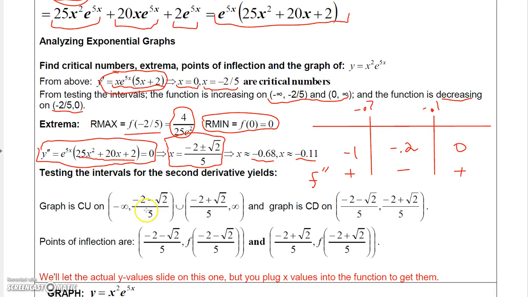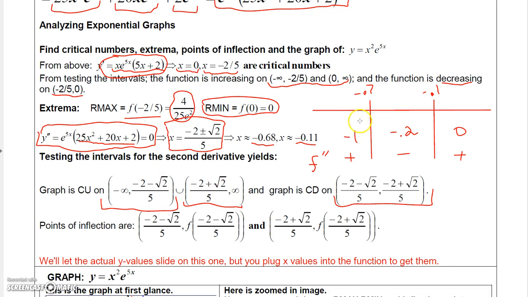So actually the outer two intervals, which, if you want to be exact, is negative infinity to negative 2 minus square root of 2 over 5, and then the other outer interval is minus 2 plus square root of 2 over 5 out to positive infinity, the graph is concave up. And the graph is concave down on the middle interval, which goes from negative 2 minus square root of 2 over 5 to negative 2 plus square root of 2 over 5.